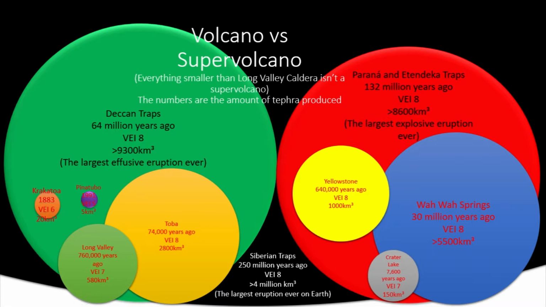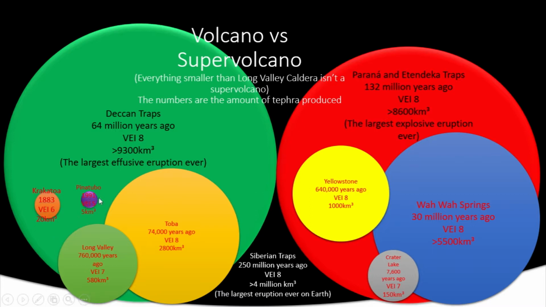And now we have the big mother. The Siberian Traps eruption, 250 million years ago, VEI 8, more than 4 million cubic kilometers produced. The largest eruption in the history of planet Earth. According to evidence, it was the cause of the Permian-Triassic mass extinction. 96% of all life on the planet died. Yes, the Siberian Traps almost wiped out all life on the planet. That's how freaking big it is.